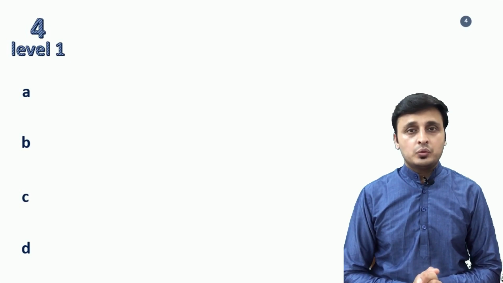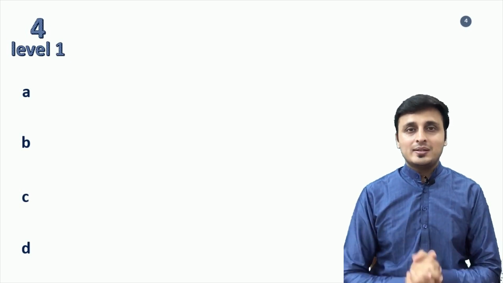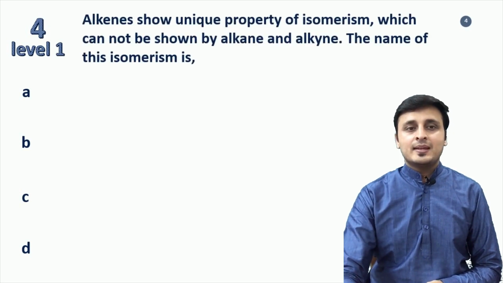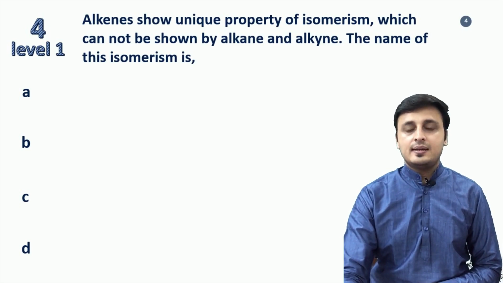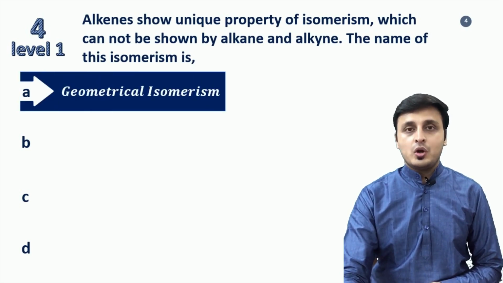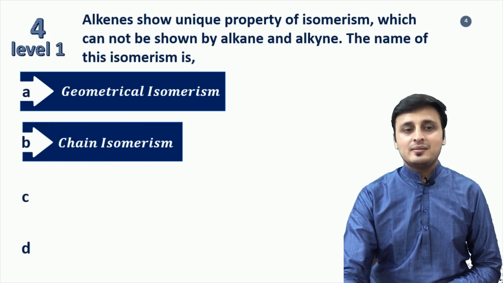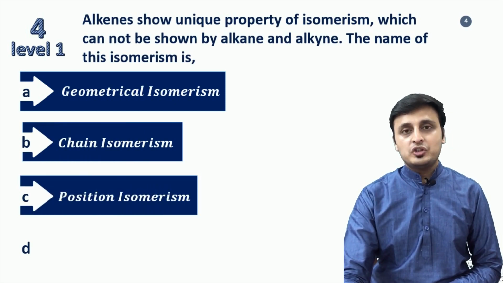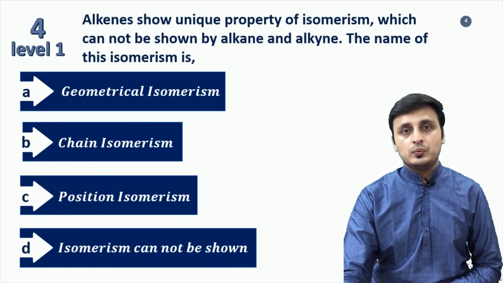Now presenting the fourth question of the show, question 4, level 1, and the question is: alkenes show a unique property of isomerism which cannot be shown by alkane and alkyne. The name of this isomerism is, options are A. geometrical isomerism, B. chain isomerism, C. position isomerism, and D. isomerism cannot be shown.